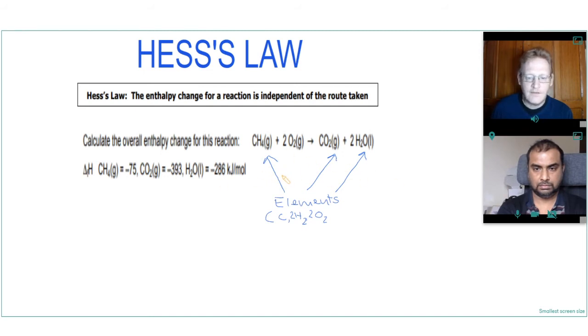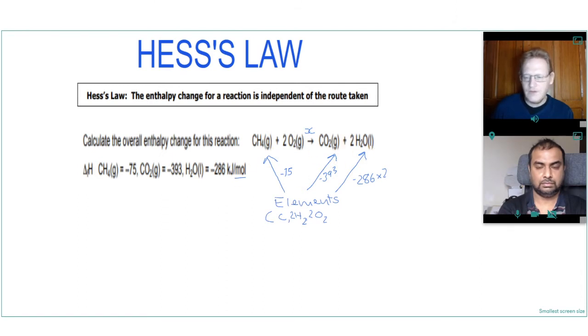So for methane, we have minus 75. For carbon dioxide, minus 393. And for H2O, that's minus 286. If you notice, these enthalpy changes are per mole, and we're forming 2 moles of H2O, so we need to times that by 2. And then if we call the enthalpy change for this reaction X, we can now use Hess's law to calculate it.